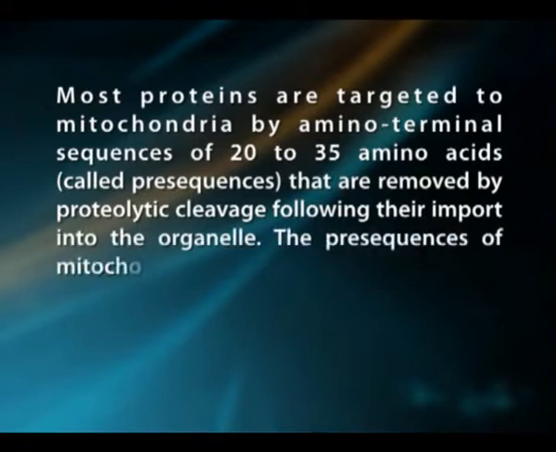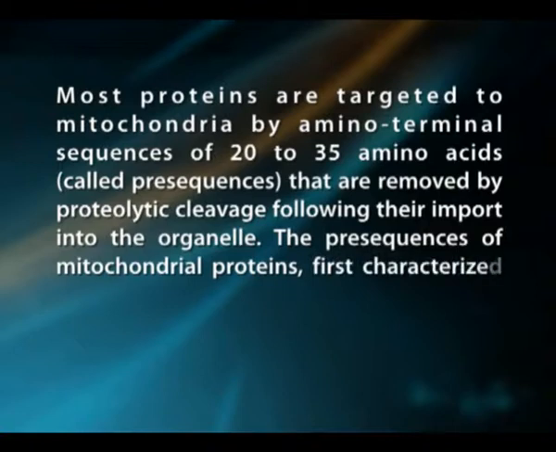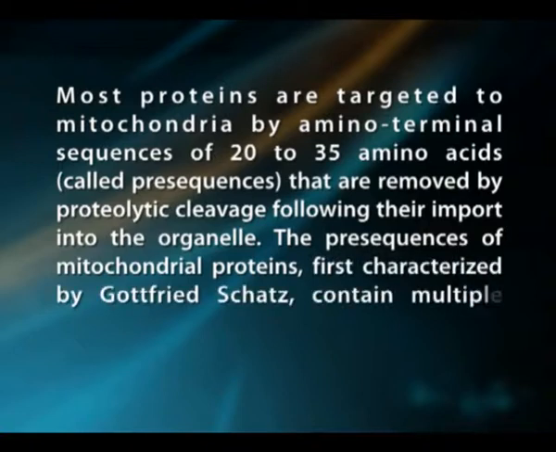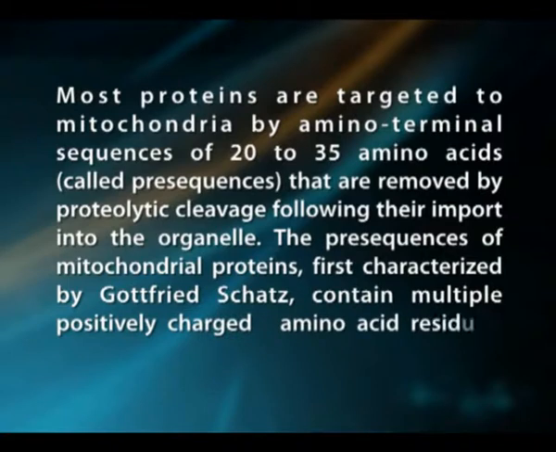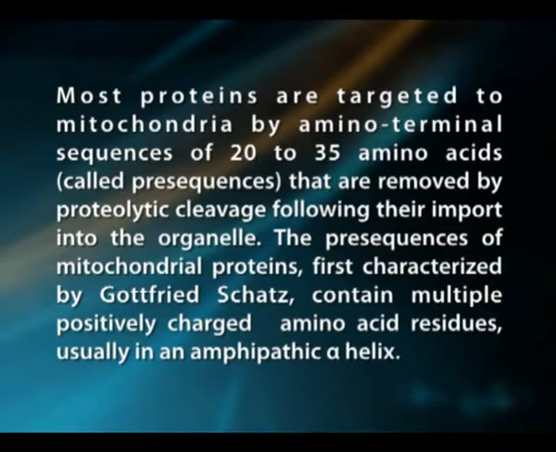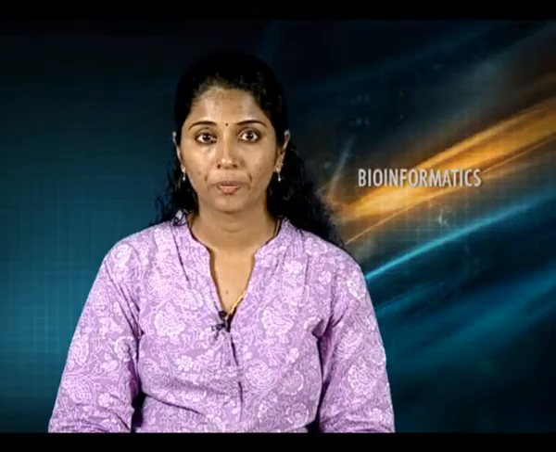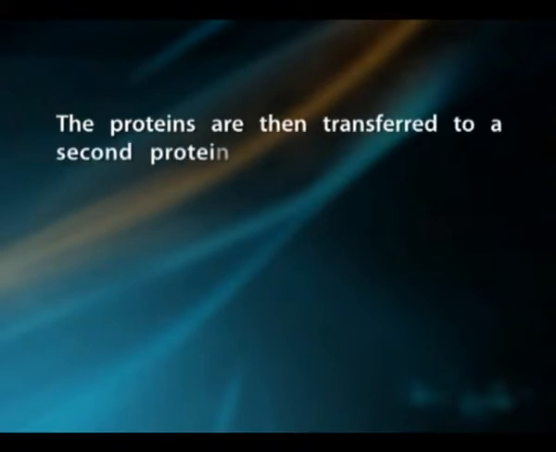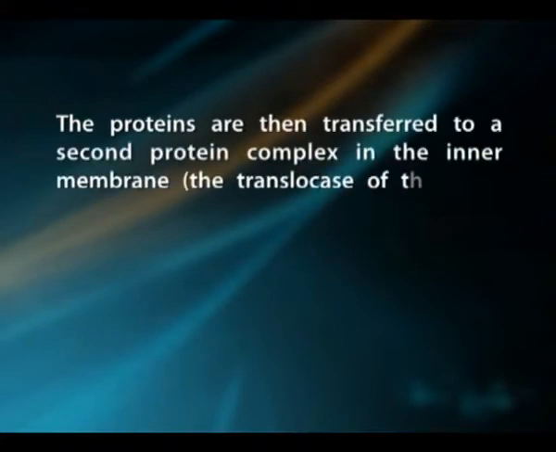The pre-sequences of mitochondrial proteins, first characterized by Gottfried Schatz, contain multiple positively charged amino acid residues, usually in an amphipathic alpha helix. The first step in protein import is the binding of these pre-sequences to receptors on the surface of mitochondria. The polypeptide chains are then inserted into a protein complex that directs translocation across the outer membrane. The proteins are then transferred to a second protein complex in the inner membrane.